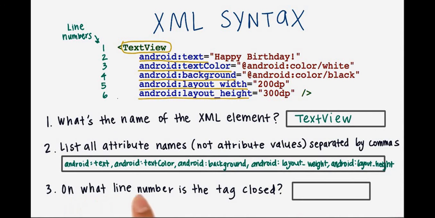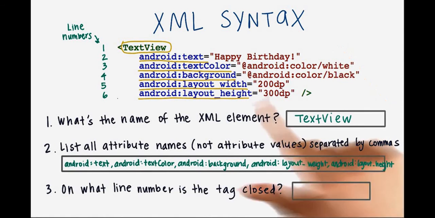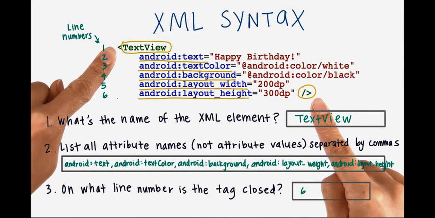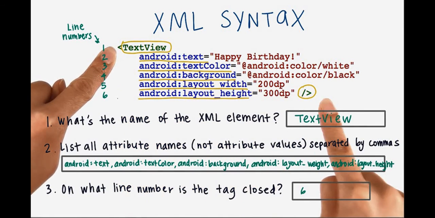The last question is, on what line number is the tag closed? And we see the / and the closing angle bracket on the last line, which is line 6. This means that it's a self-closing tag because we open the text view tag here and then we close it right away.